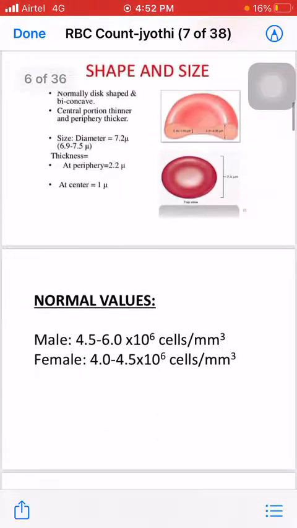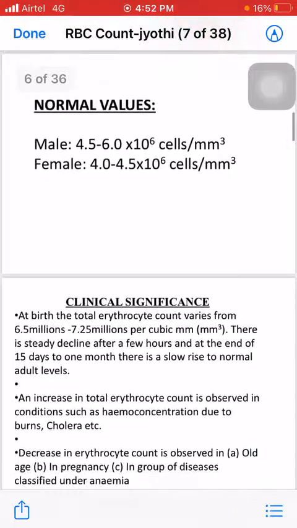So when we discuss the normal values of RBC cells, in case of male it is 4.5 to 6 into 10 to the power of 6 cells per cubic mm, or 4.5 to 6 million RBC cells per cubic mm of blood. Similarly, for female, it is 4 to 4.5 million cells per cubic mm of blood.